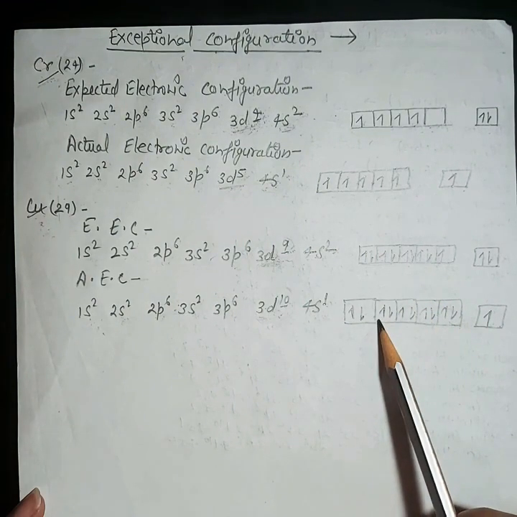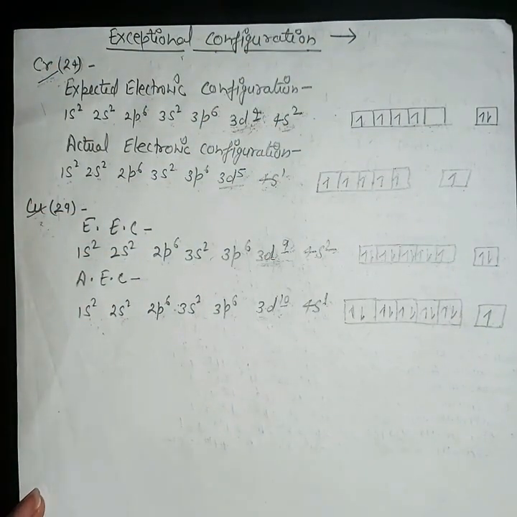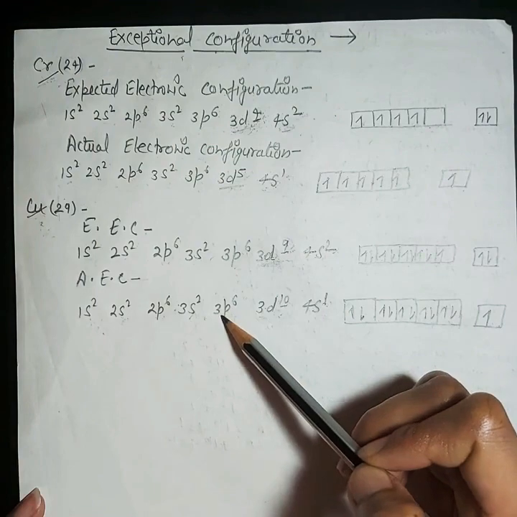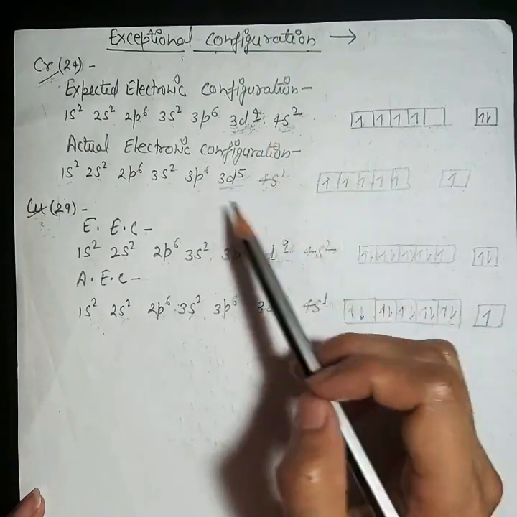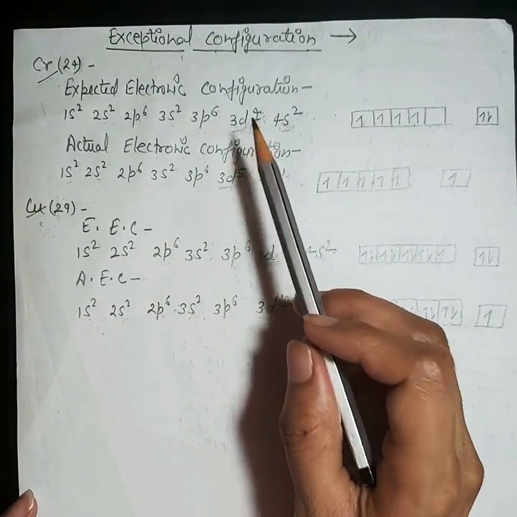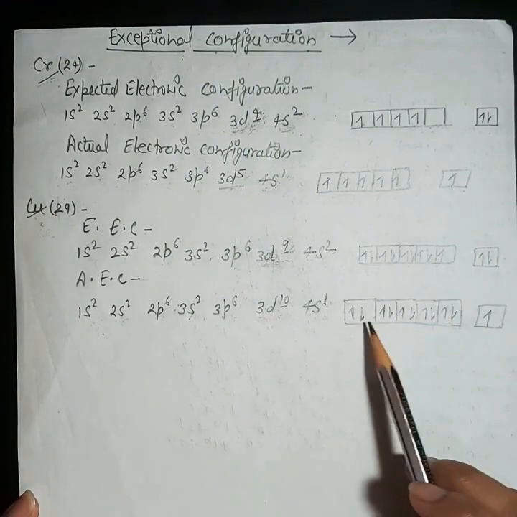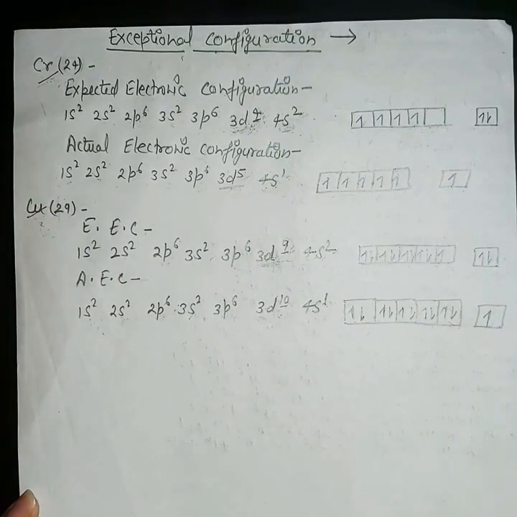So we can say that for chromium and copper, to attain more stability they show this exceptional configuration, in which one electron of the 4s subshell is transferred to the 3d subshell. This is the exceptional configuration of copper and chromium. Now we'll discuss why a fully filled orbital and an exactly half filled orbital have more stability than any other type of configuration.